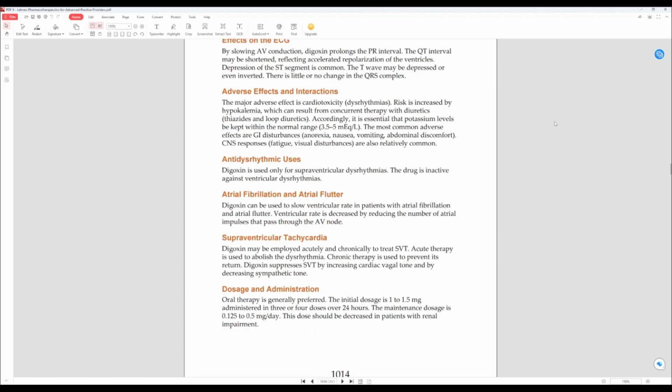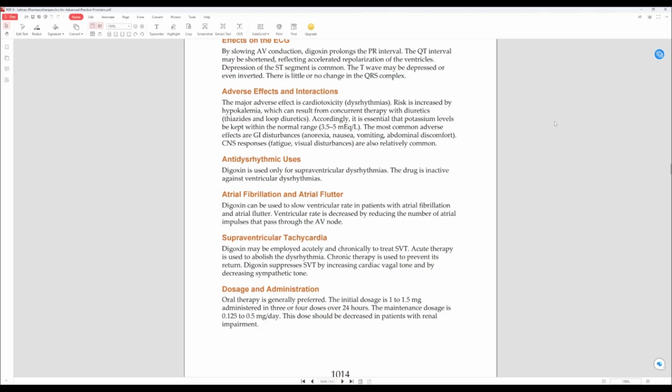Effects on EKG. By slowing AV conduction, digoxin prolongs the PR interval. The QT interval may be shortened, reflecting accelerated repolarization of the ventricles. Depression of the ST segment is common. The T wave may be depressed or even inverted. There is little or no change in the QRS complex. Its adverse effects and interactions.